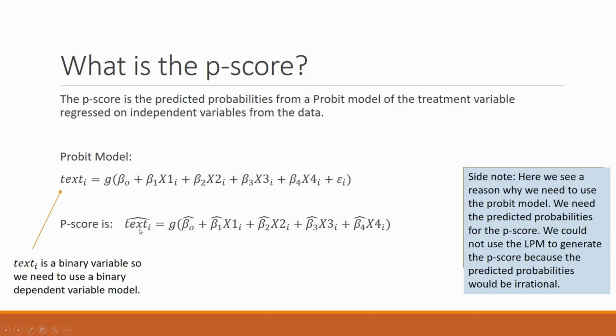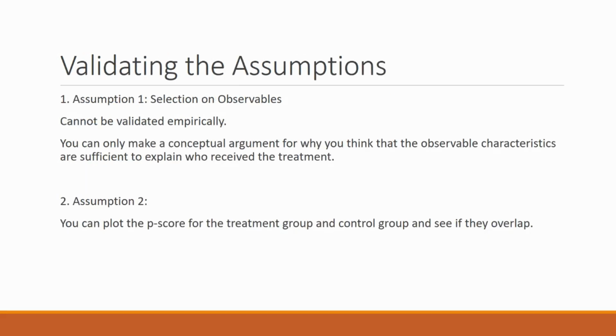All right, so we use a probit model to generate the predicted probabilities of being in the treatment group. And these predicted probabilities are the p-score. The p-score is the predicted probability. All right, so that's what we do. We can generate the propensity score.